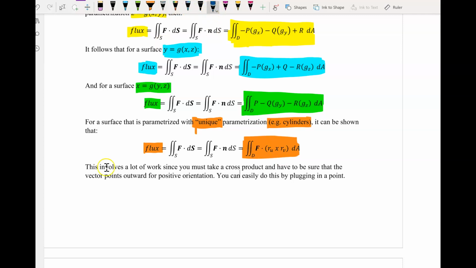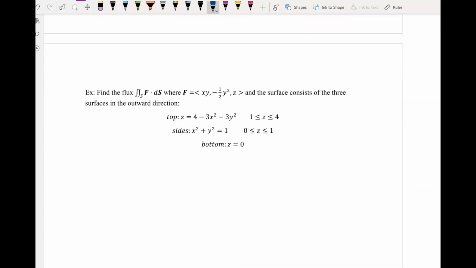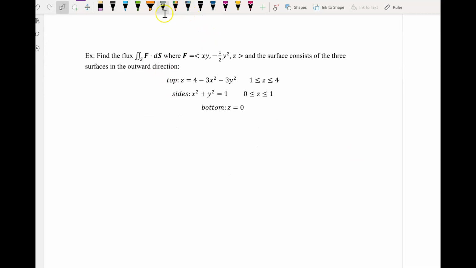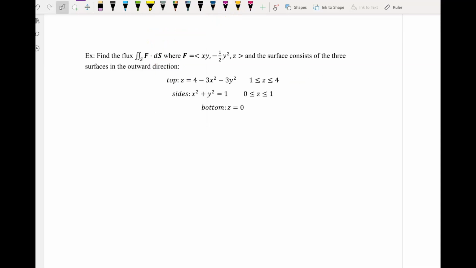All right, so this involves a lot of work for the second one. Again, if it's pointing outward, it's the positive orientation. If you want to check, you can easily do this by plugging in a point. Okay, so let's go ahead and start with the problem. This problem is going to be the long way. Later on, I'm going to show you a shortcut when we get to the divergence theorem. But let's go ahead and do an example.